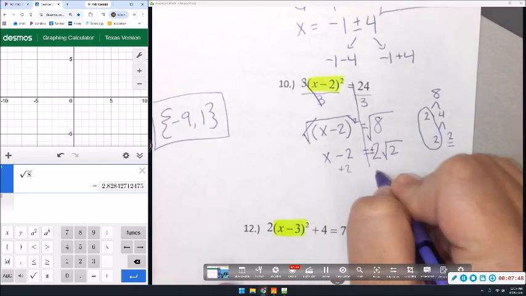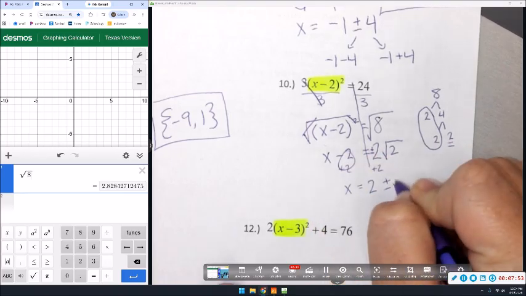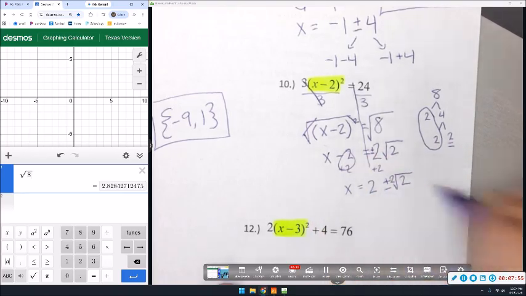So add 2 to both sides. And I get x equals 2 plus and minus square root. Oh, I forgot the 2. 2 square root of 2.